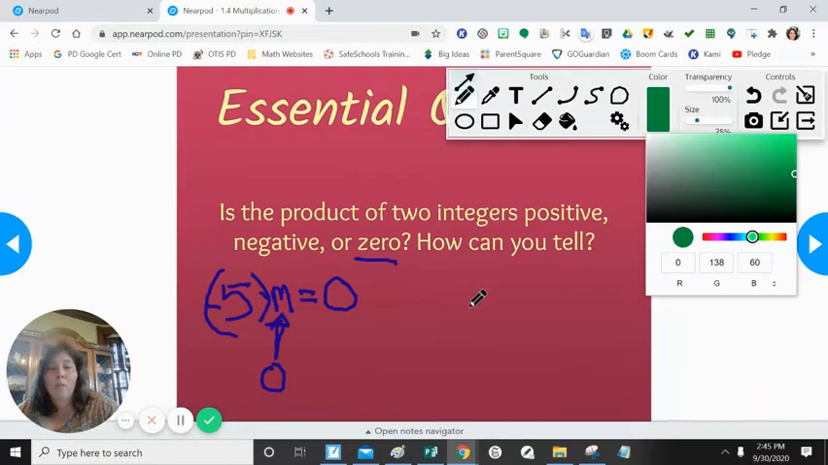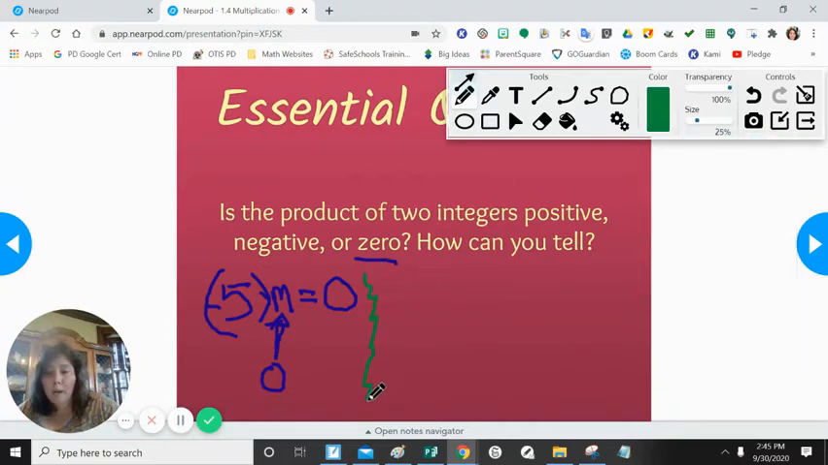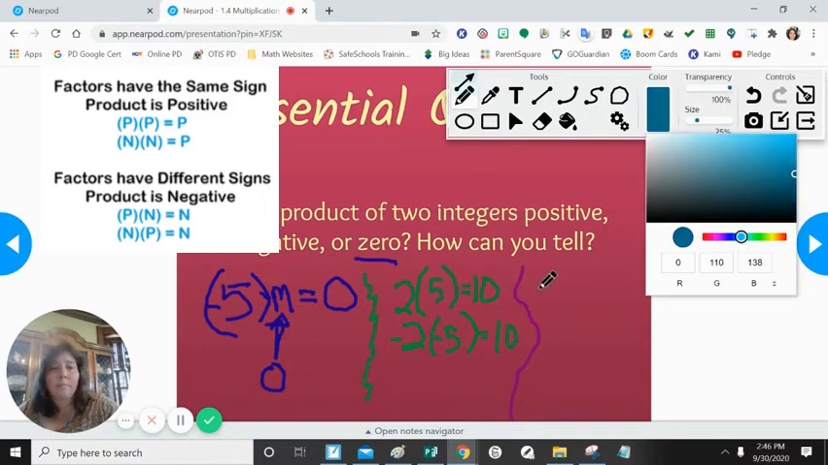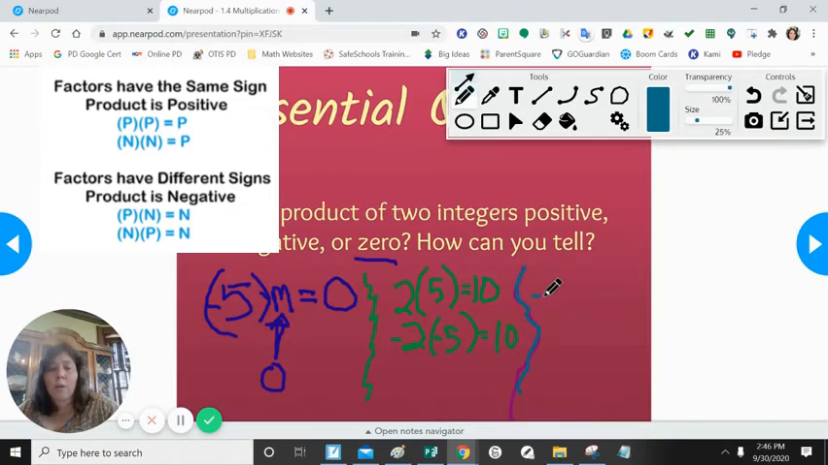Then we talked about multiplying so that our product is a positive number. Well, we know that 2 times 5 is going to be 10. When you multiply two factors together that have the same sign, your answer is always going to be positive. So if I have negative 2 times negative 5, my answer will be a positive 10. So if the signs of your factors are the same, your answer is positive. But if the factors are different signs, so negative 2 times positive 5, then our answer is going to be a negative number. So different signs, negative product. Same signs, positive product.